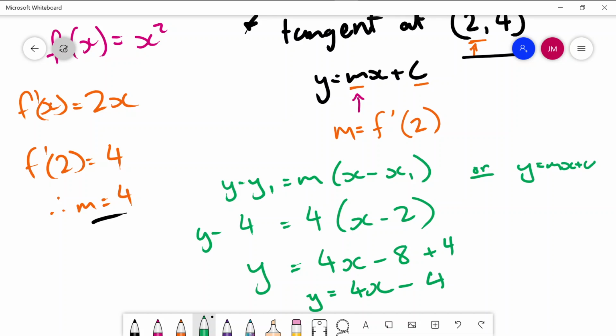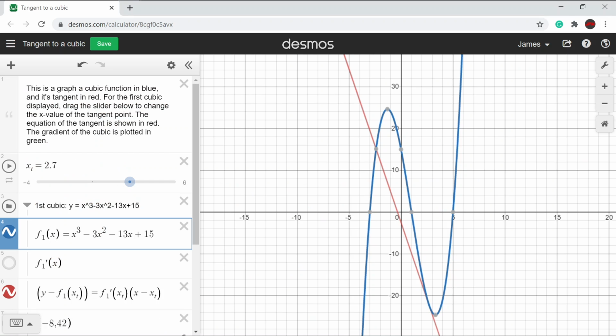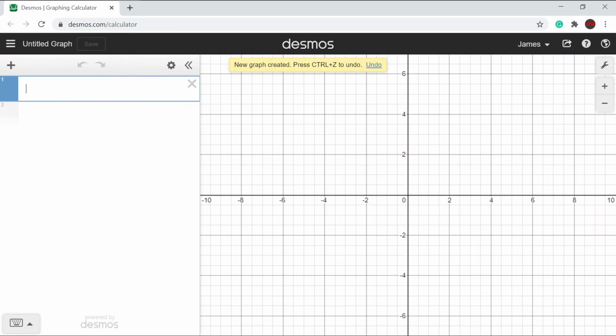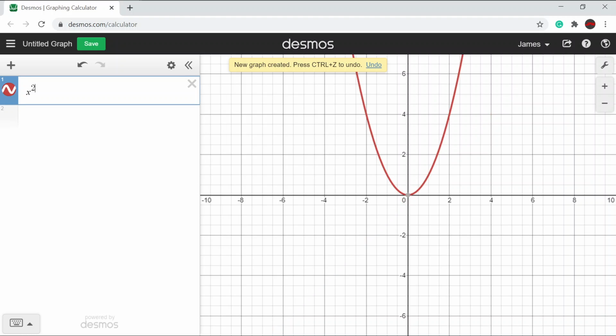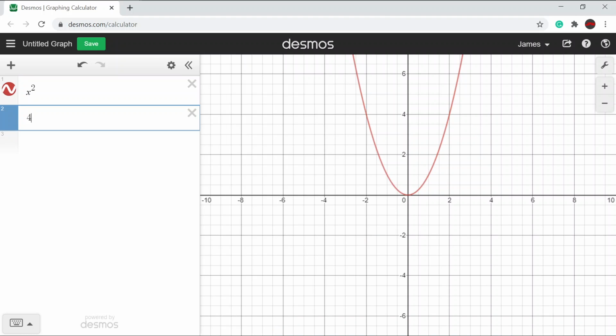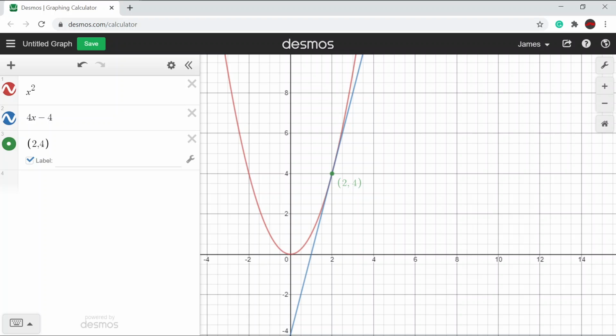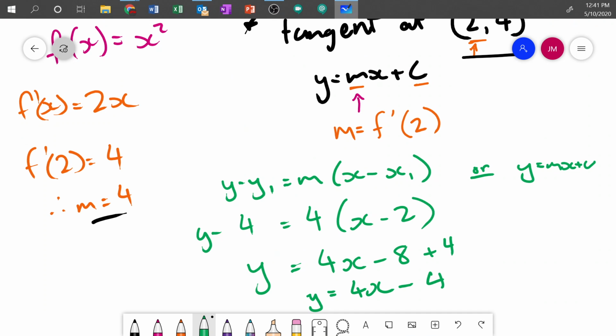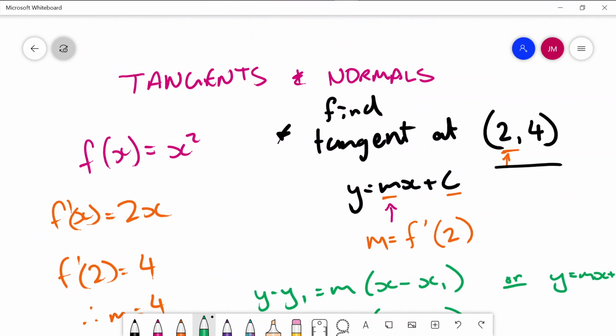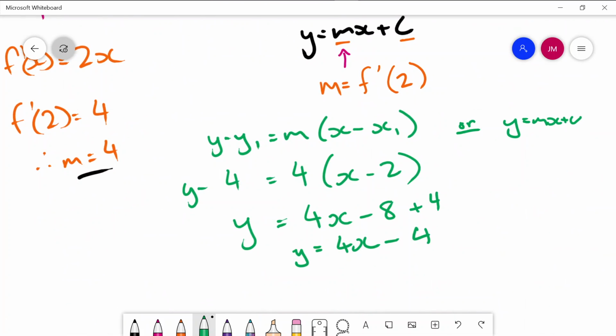So let's have a look again at Desmos, and we can sketch those two. So let's put in a new graph, and x squared, we want to find at the point 2, 4, wasn't it? So at 2, 4, we can see that now our blue line here, 4x minus 4, makes a tangent at that point. The second part of this exercise is to find what's called a normal. So there's our tangent line.